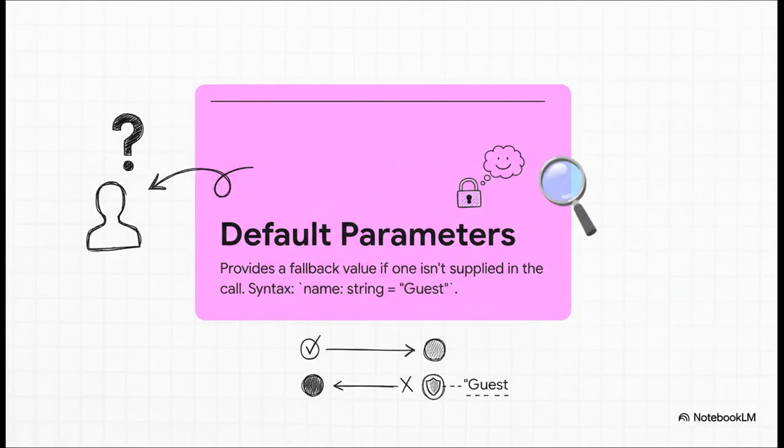Next up, let's talk about default parameters. These are awesome for when you need a fallback plan. So if a user doesn't give us a name, we don't want things to break, right? We'll just call them guest. You just set the value right there in the function definition, and that guarantees your variable will never be empty, whether the value comes from the user or from your sensible default.